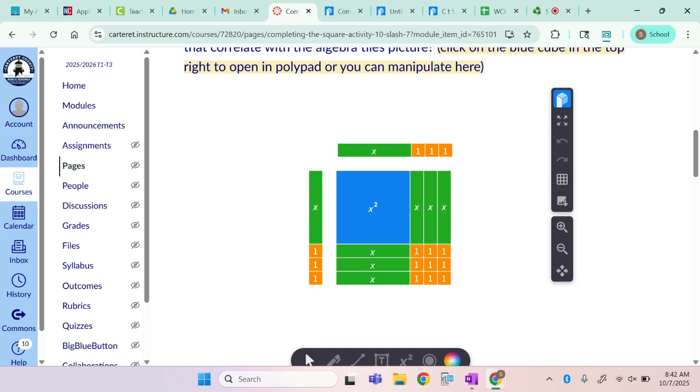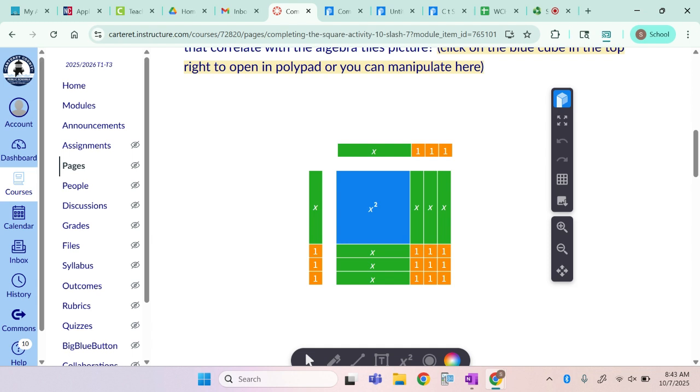So if I do x times x, what would that give me? Isn't that what I got here? How many ones do I have right here? 3. How many here? What's 3 times 3? Is that not how many ones I have here? Yes. What's x times 3? Is that not the number of x's I have here?